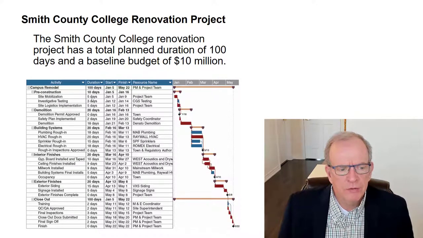So I have this simple example, and just to point out, this should actually say 10 days here instead of 100 days. This project has a work breakdown structure, things we've talked about in previous classes: pre-construction, demolition, building systems, interior finishes, exterior finishes, closeout. It should total up to 100 days. Like I said, there's a typo there.